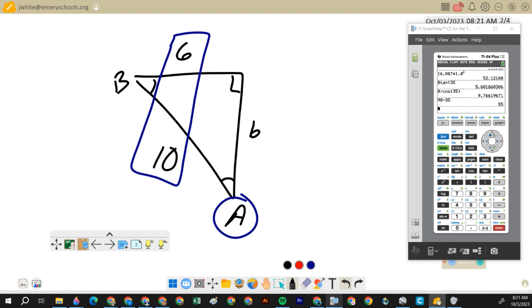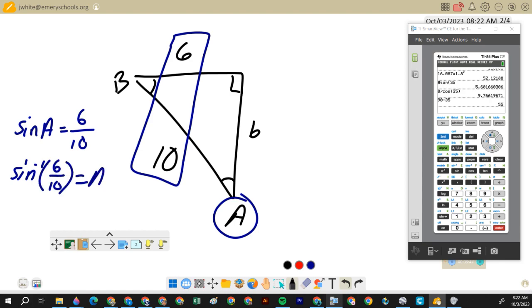That would be O and H. The sine of angle A is 6 over 10. Well, if you're looking for the angle, you need to use the inverse. The inverse sine of 6 over 10 will tell me how big A is. So the inverse sine of 6 over 10 gives 36.8. And the other angle is really easy. It's just 90 minus the answer. So the other angle is 53.1.